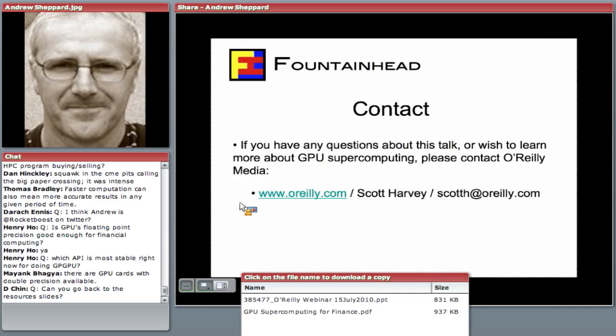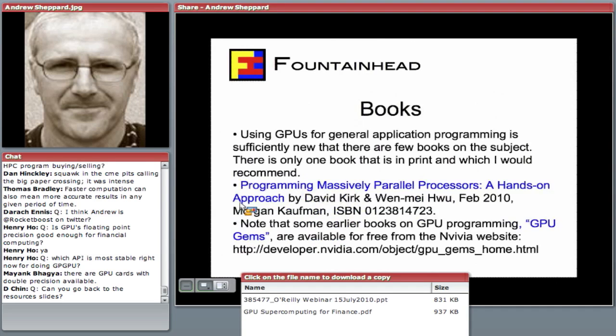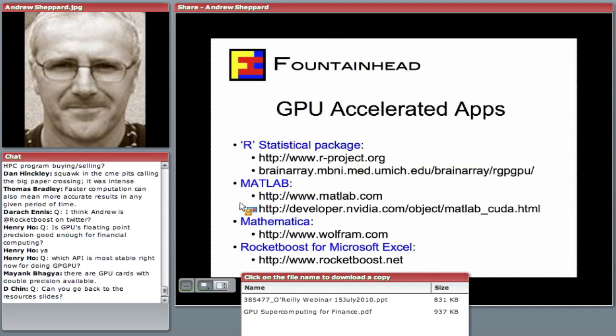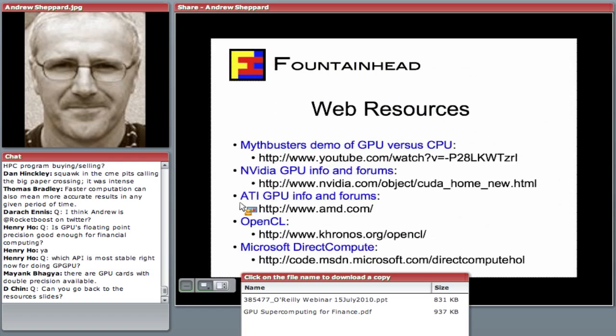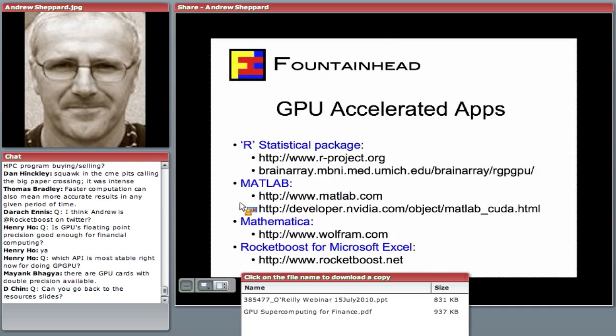All right, that's a good answer. You're being asked if you could go back to the resources slide. Okay, let's go back. All right. And while you're doing that, are you Rocket Boost on Twitter? Is that if people want to follow you?